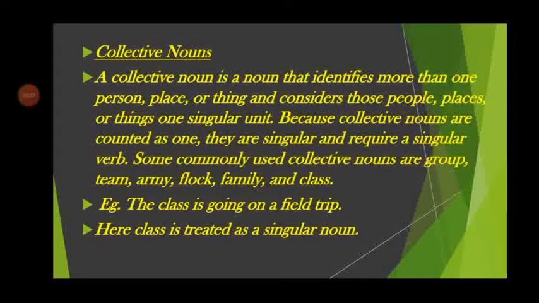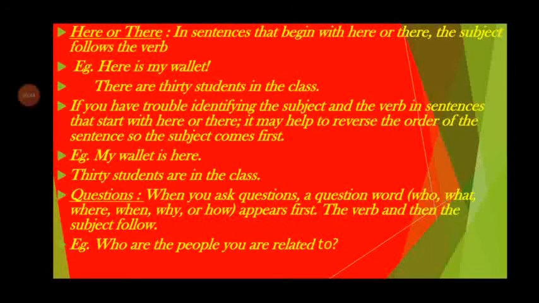Then collective nouns. A collective noun is a noun that identifies more than one person, place or thing and considers those people, places or things one singular unit. Because collective nouns are counted as one, they are singular and require a singular verb. Some commonly used collective nouns are group, team, army, flock, family and class. The class is going on a field trip. Here class is treated as a singular noun.